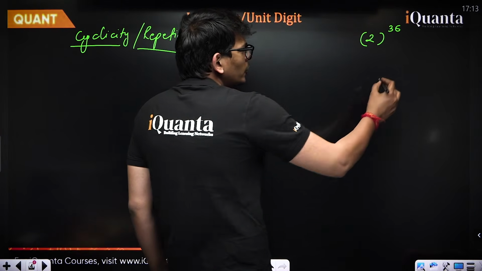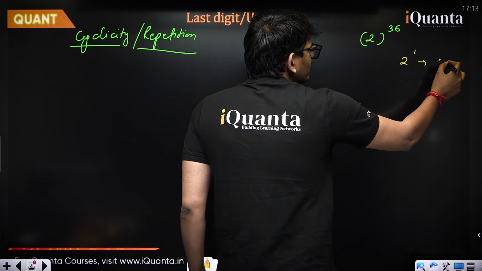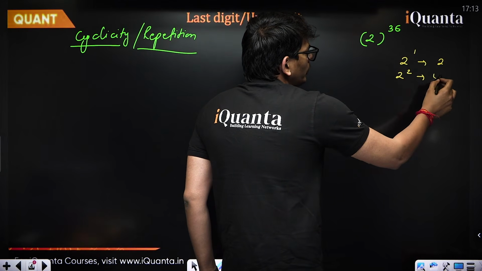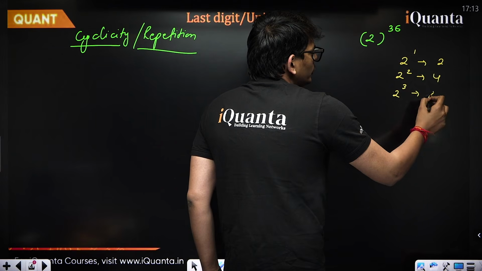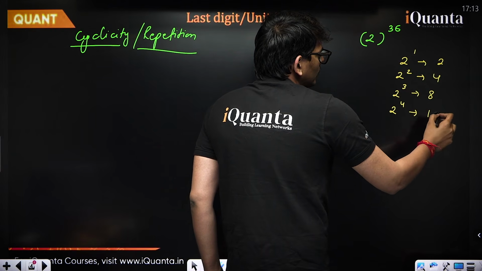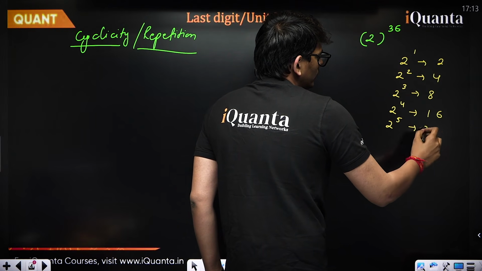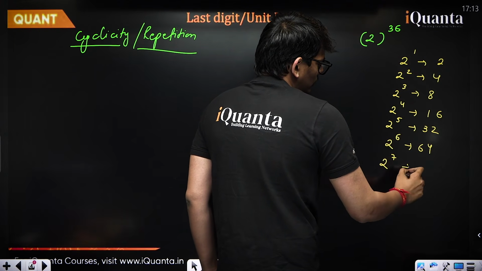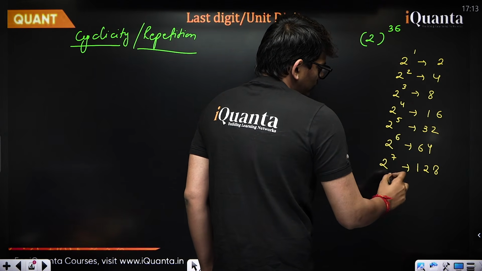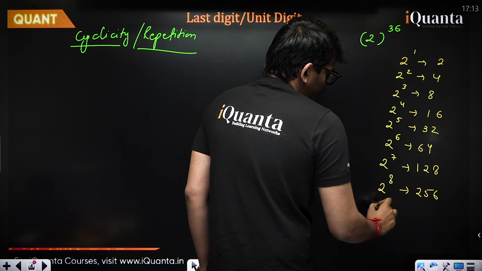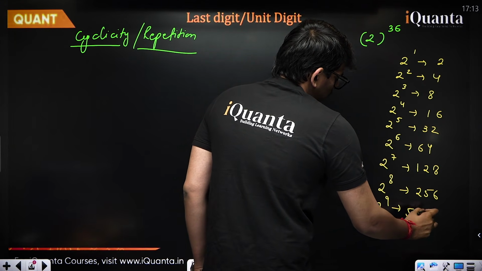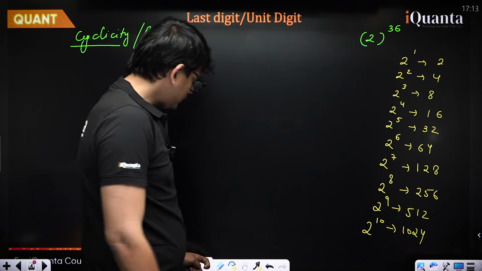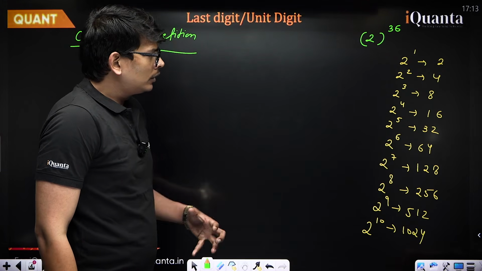So if I ask you what will be 2 raised to the power 1, you will simply say 2. 2 raised to the power 2 is 4, 2 raised to the power 3 is 8, 2 raised to the power 4 is 16, 32, 64, 128, 256, 2 raised to the power 9, 512, 2 raised to the power 10, 1024, and so on and so forth. I think these 10 powers will be enough to find out the pattern.